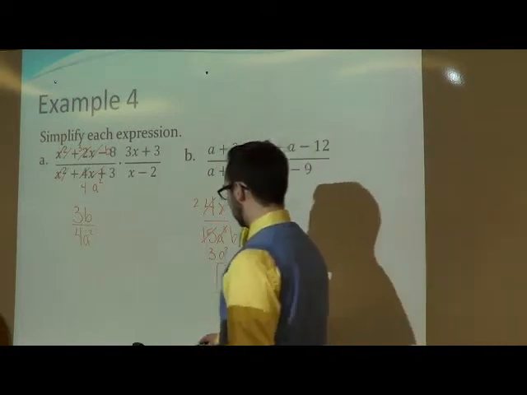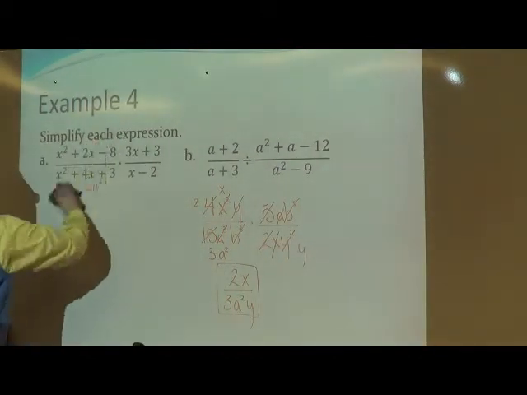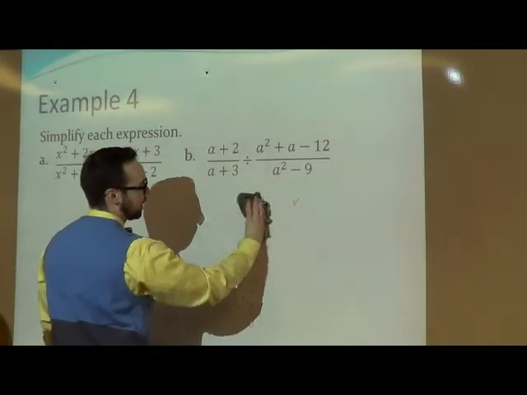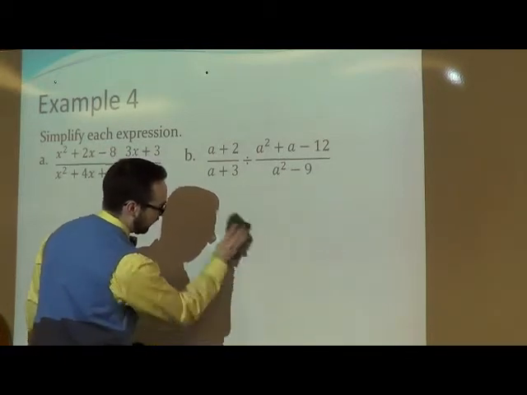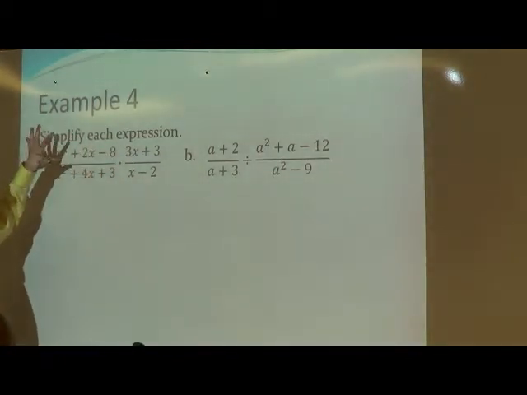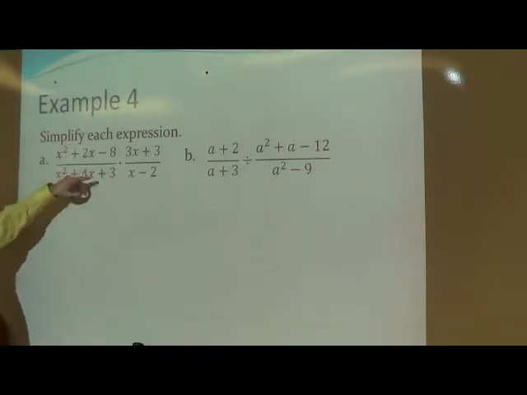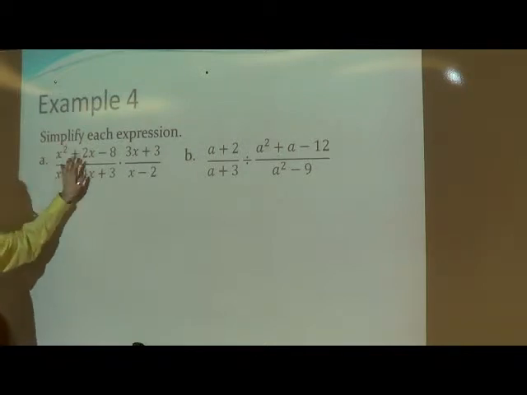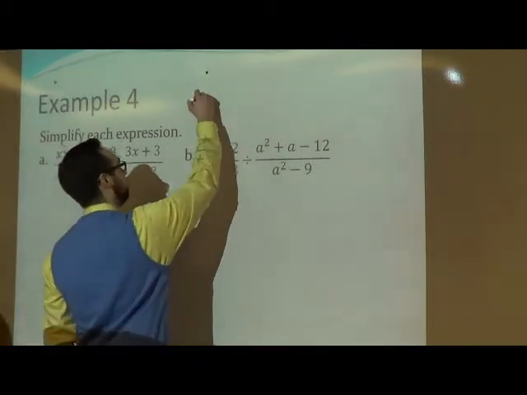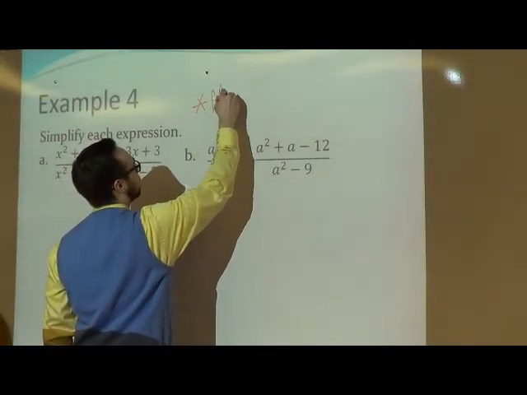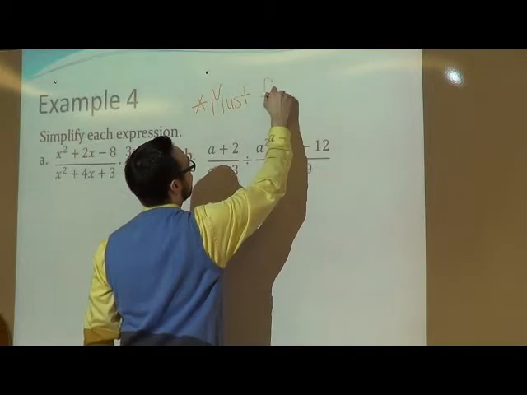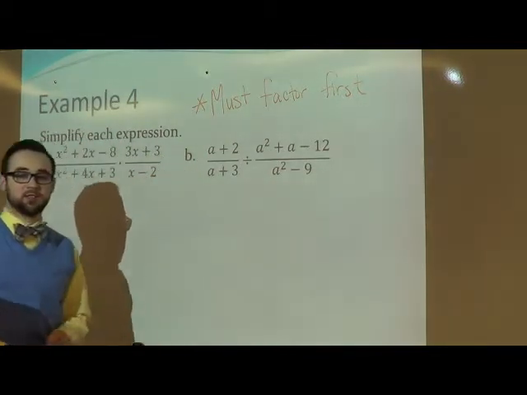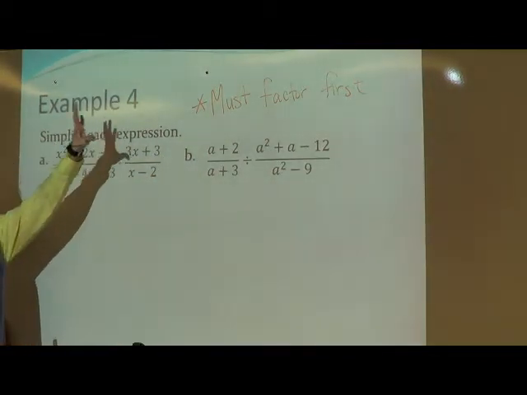So we're increasing the difficulty just a little bit more. I cannot emphasize enough with this particular example, or with examples like this, you cannot cancel when it's a polynomial like this. I cannot say x squared over x squared and get rid of them. You cannot do that. You must factor first. So somewhere in your paper, please write: must factor first. It's the only way this works properly.